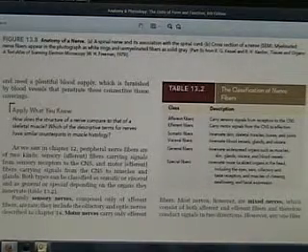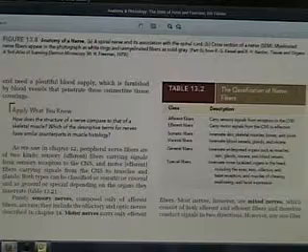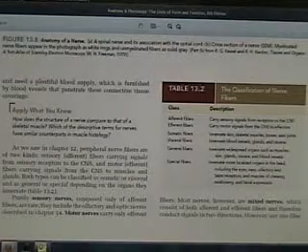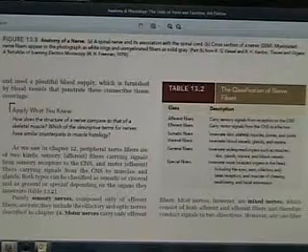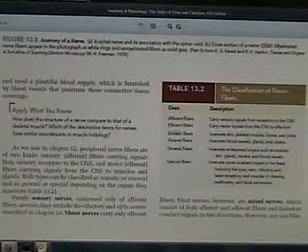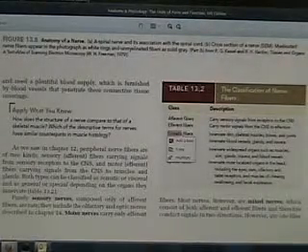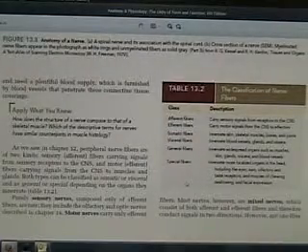The somatic stuff you can control. The visceral stuff you can't. Think about it. Can I control my blood pressure by thinking, hey, blood pressure, drop. Hey, blood pressure, increase? You can't. But I can control somatic, soma, pertaining to your body. I can control my body.